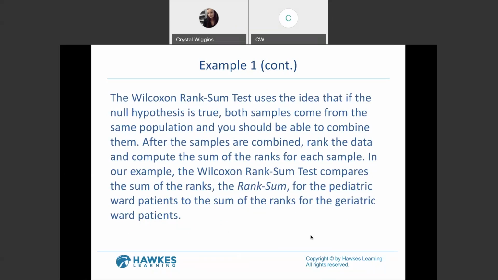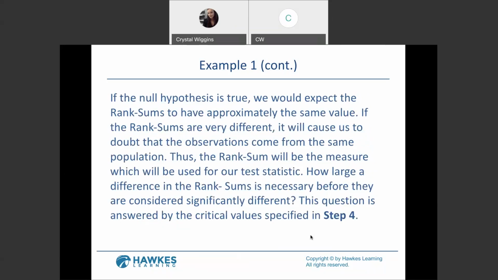In our example, the Wilcoxon rank sum test compares the sum of the ranks, the rank sum, for pediatric ward patients to the sum for the geriatric ward patients, as I mentioned when we looked at that slide. If the null hypothesis is true, we would expect the rank sums to have approximately the same value. If the rank sums are very different, it will cause us to doubt that the observations come from the same population. Thus, the rank sum will be our test statistic. How large a difference in the rank sums is necessary before they are considered significantly different? This we will answer by looking at the critical values in step 4.